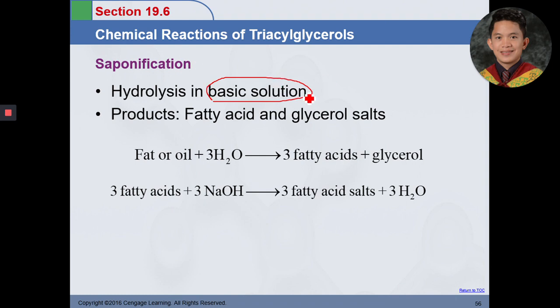Or rather, this should have been not fatty acid and glycerol salts, but glycerol and fatty acid salts. That would be the products for the saponification: glycerol molecule and fatty acid salts. Now, this first equation right here, if you can recall, is the one for hydrolysis under acidic conditions, because you have here the fats or oils plus three molecules of water resulting in the formation of three fatty acids and the glycerol.